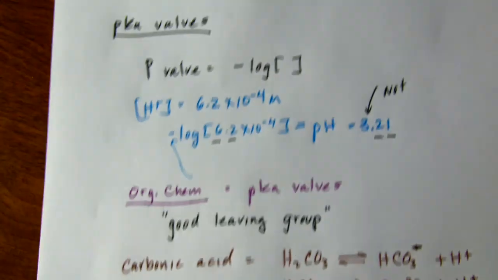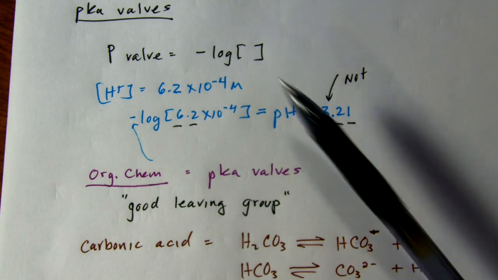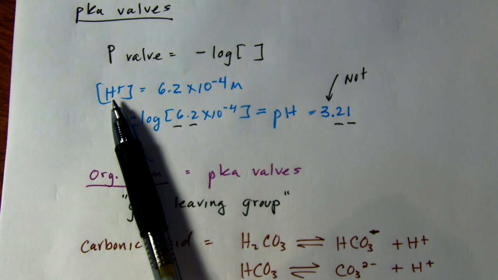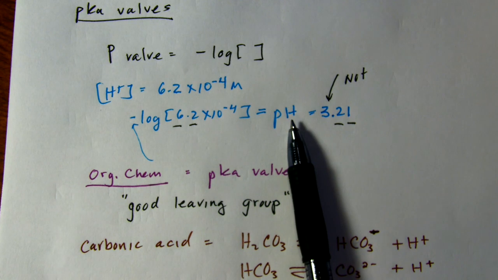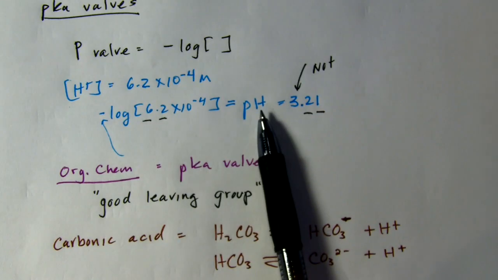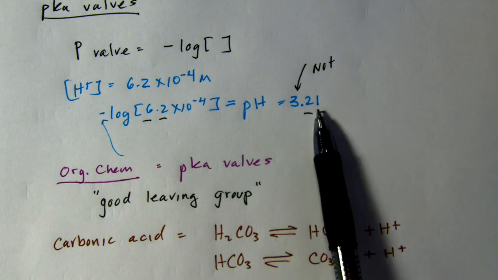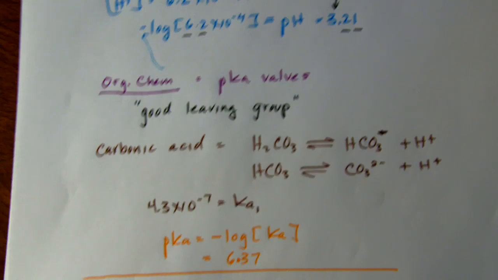They're very stable. When you take the negative log of something, that's a math function. But in chemistry, generally, we're taking the negative log of hydrogen concentrations or hydroxide. But in this case, if you take a hydrogen concentration, it's called the pH. The first term is not significant. The numbers after the decimal are significant.